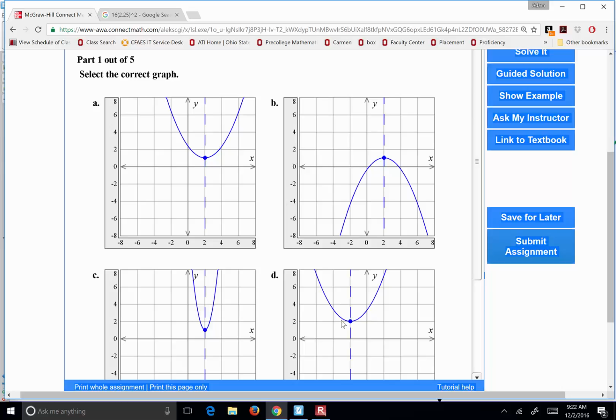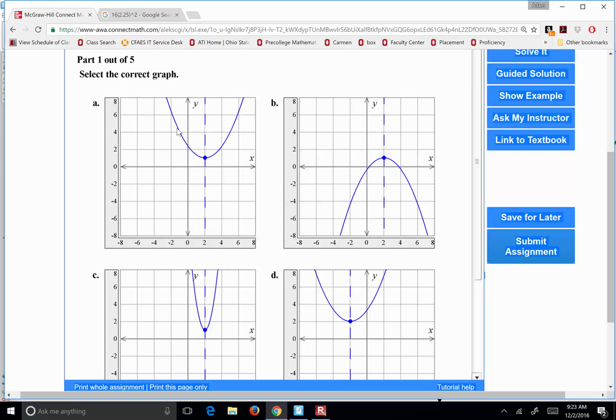Is it D? D has a seed on the -2, which should be positive, so it's not this. So you have two options, A and C. Which one? This is 2, 1. This is 2, 1 as well. Both graphs have the seed on the right spot. 2, 1, 2, 1. But which one is right?